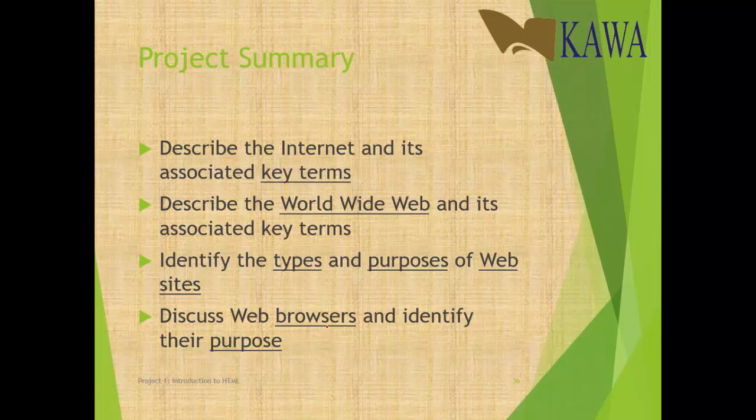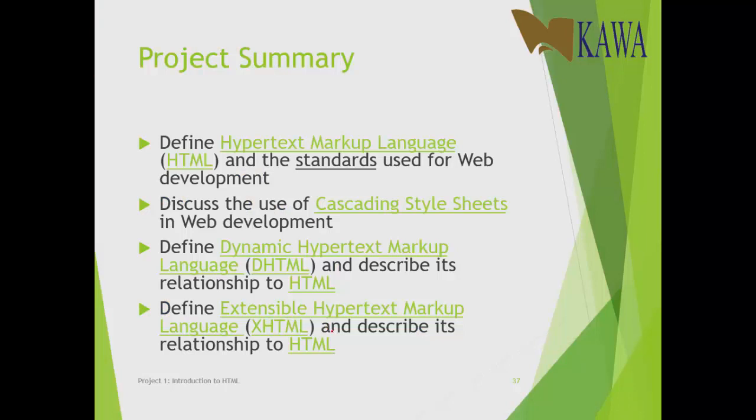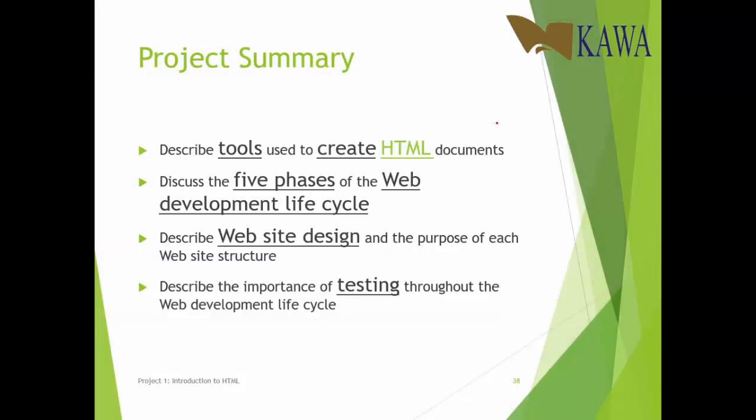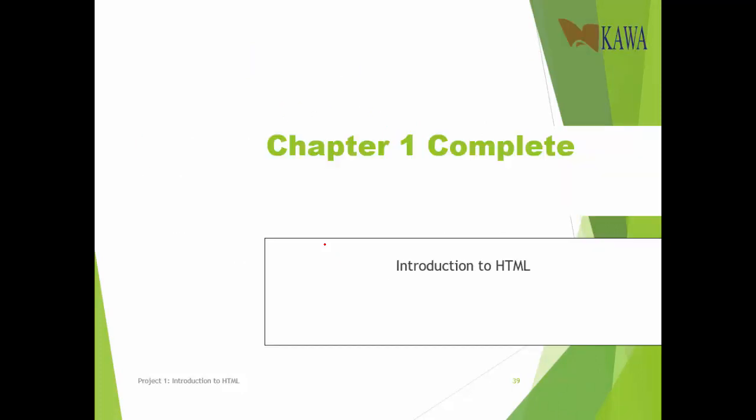Project summary. Describe the internet and associated key terms. Describe the World Wide Web and associated key terms. Identify the types and purpose of websites. Discuss websites and web browsers, and identify the purpose. That's the summary as we are looking at it. Describe tools, 5 phases. I think we covered all that. So that's the introduction we have today.